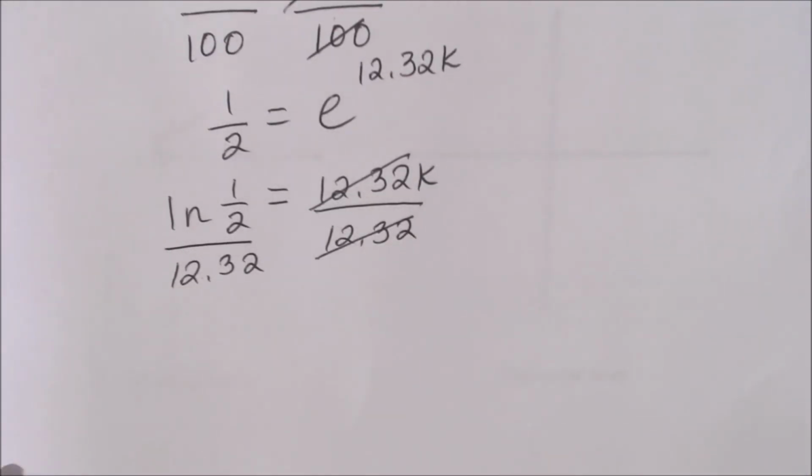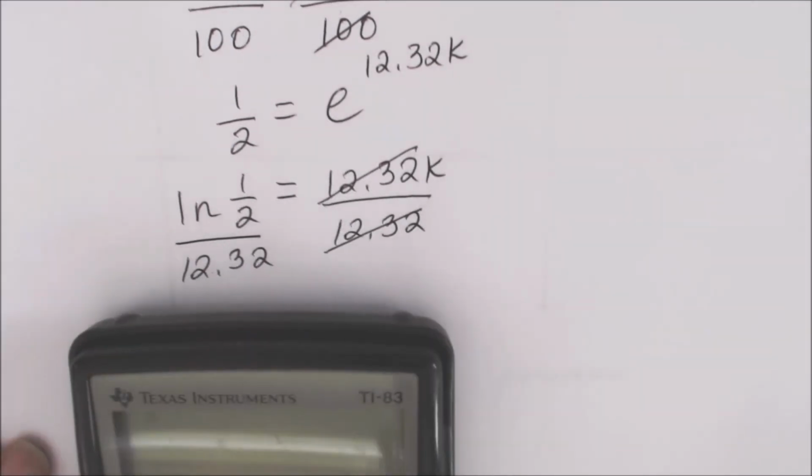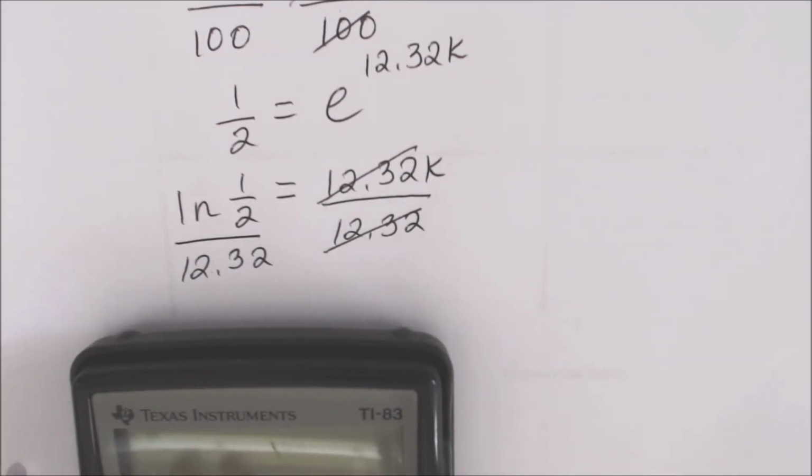Now think about your K value. Should it be positive or should it be negative? Well, remember that depends on what the substance is doing. If we're talking about half-life, the substance is decaying, so the K value should be negative.